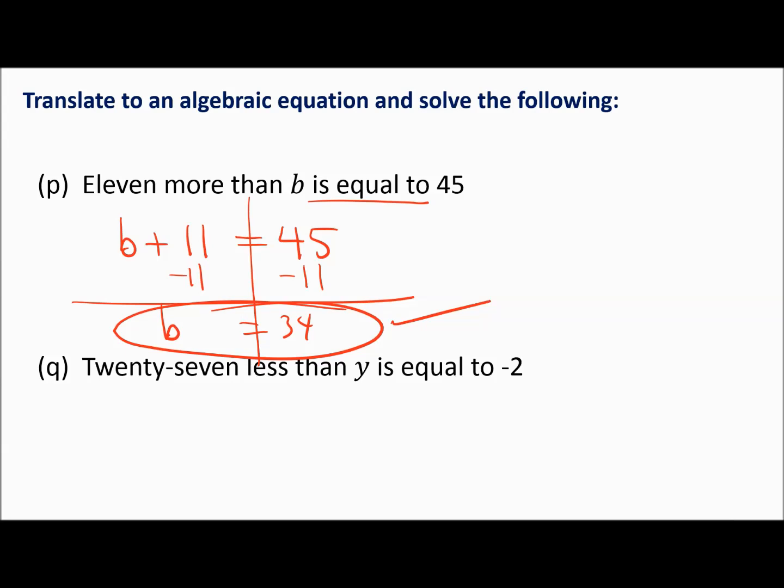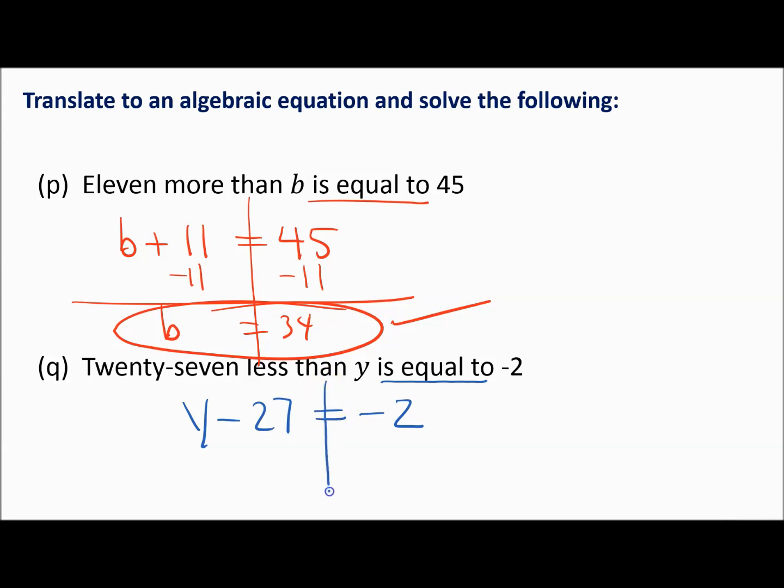All right, let's try the next one. 27 less than y. First of all, how are we going to write that? 27 less than y. That means we're subtracting 27 from something, and that something is y. So it's y minus 27. It says is equal to negative 2. You read it just like it says it. You're not writing this in the same order, though, because it says 27 less than y. That means we subtract 27 from y.